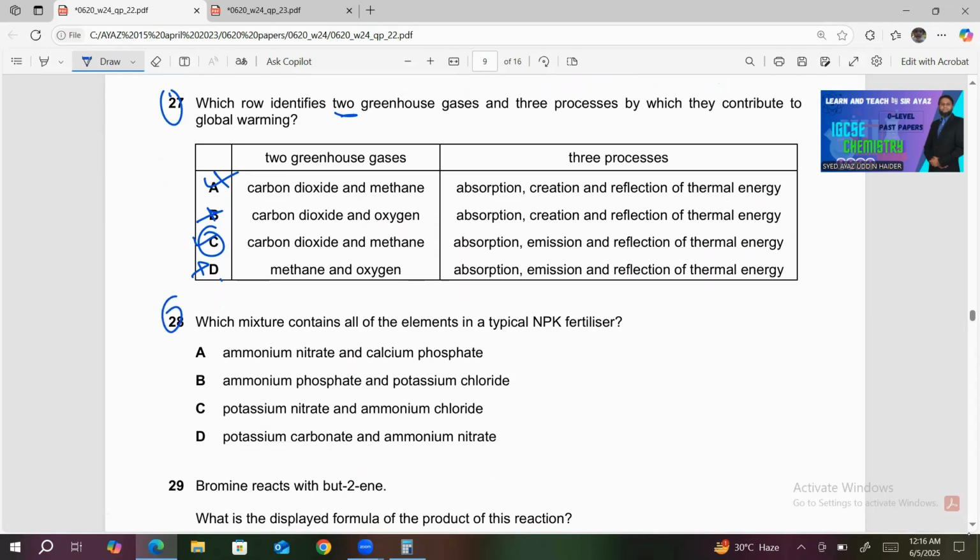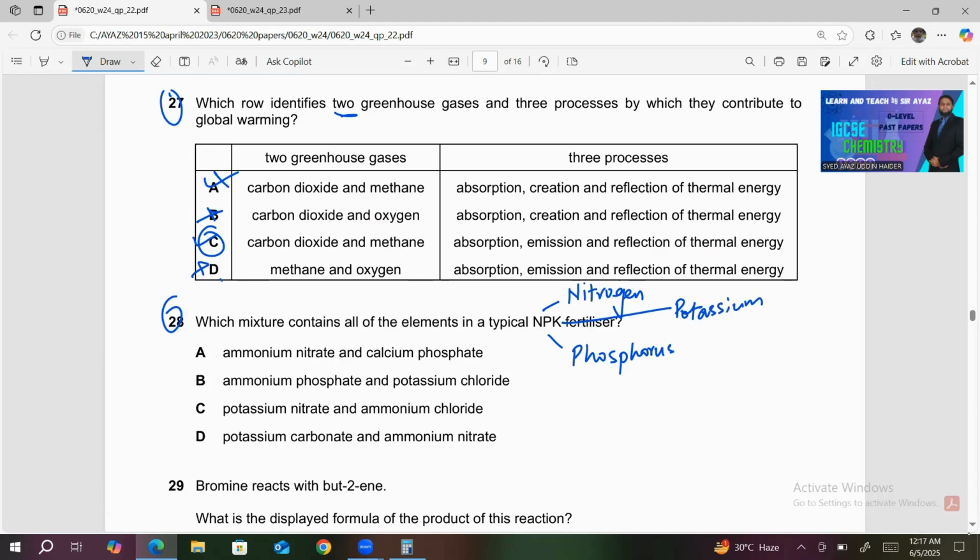28. Which mixture contains all of the elements in a typical NPK fertilizer? What is NPK fertilizer? N for nitrogen, P for phosphorus, K for potassium. Well, let's see the choices.